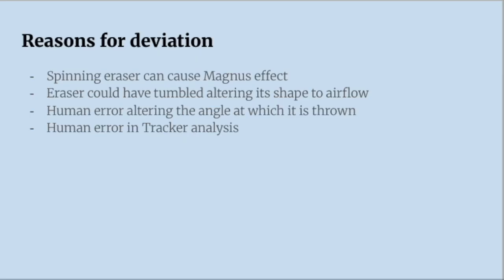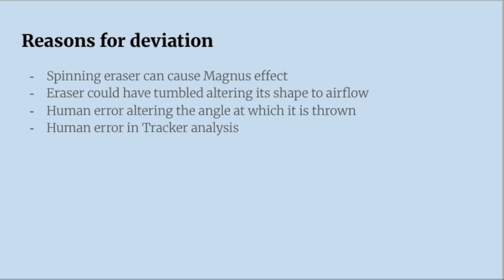So some of the reasons for this deviation could have been, one, because the eraser could have been spinning, which would cause the Magnus effect, which basically is like a lift force which can alter the trajectory. Second, the eraser likely tumbled, changing its shape relative to airflow, which can cause drag to fluctuate over time instead of being constant. Another reason could have been how it was thrown.